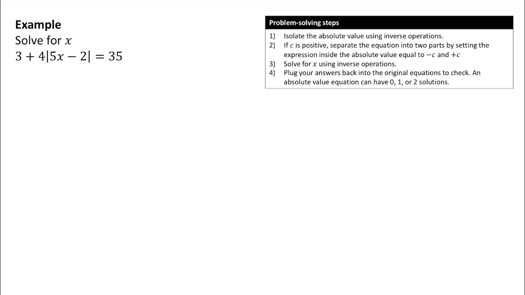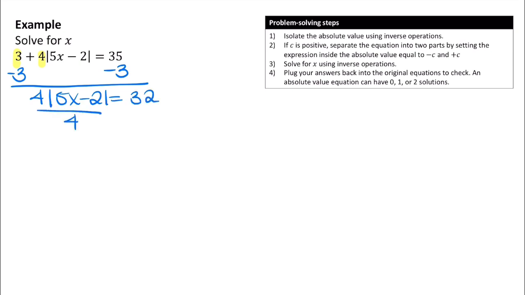So this one's a little bit different because now we don't just have a coefficient in front of the absolute value. We actually have this 3 also. So whenever we're working on undoing these operations, I'm going to do the opposite of the adding or subtracting before I do the opposite of multiplying or dividing. So here I'm going to start off by getting rid of that 3 by doing a minus 3 on both sides. And so that's going to give me 4 times the absolute value of 5x minus 2 is equal to 32. And now I need to get rid of that 4 by dividing both sides by 4.